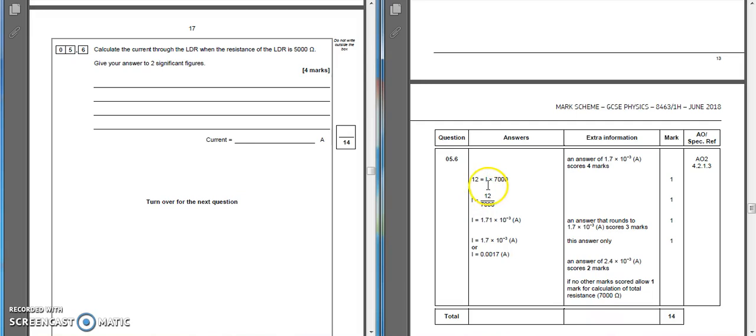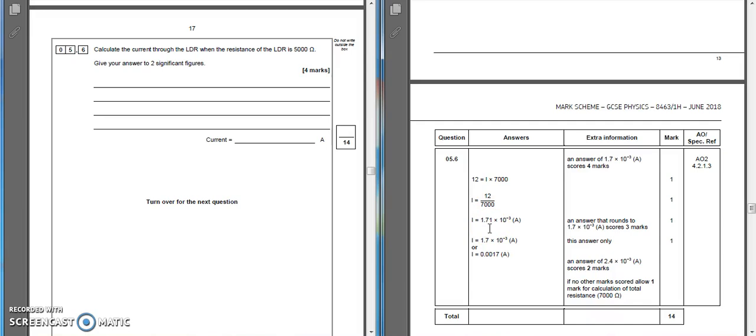We know the current times by the resistance gives the voltage. So that's V equals I times R. We've written our numbers in, so that's our first mark for going for that. We can rearrange it, so we know that the current is going to be 12 divided by 7,000, which is our second mark, which gives us our third mark: 1.71 times 10 to the minus 3 if you want to put it in standard form.